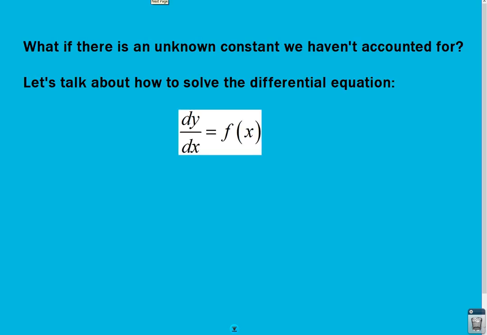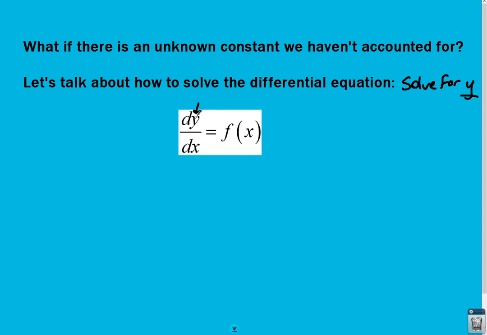So we've already talked about this unknown c. Let's talk about how we would solve this differential equation. Let's say I wrote it as dy dx is equal to f of x. I want to know what is y. When we're solving this differential equation, basically we are solving for y, because y is going to be some function that satisfies this equation. So I need to isolate that guy right here.